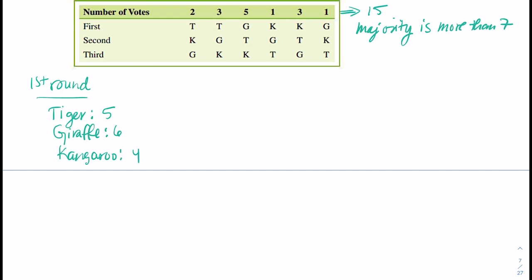Now, we need 8 or more. We don't have that. So what we're going to do is eliminate the lowest number of first place votes. That would be the kangaroo. So we're just going to cross that out. And then we're going to hold another election. So round 2.